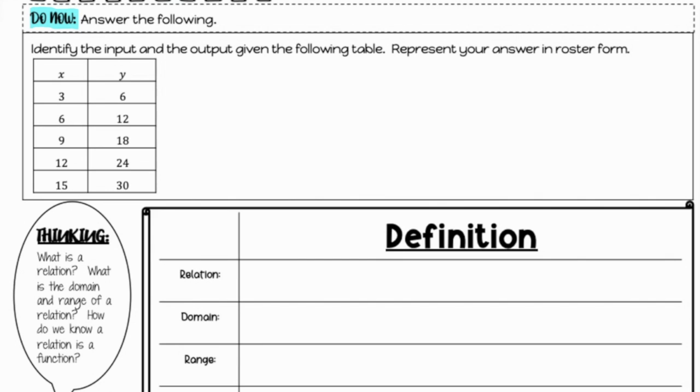For today, you're going to identify the input and output given the following table. Represent your answer in roster form. So really quickly, roster form is a list that you're going to make. So I'm going to pause this and I'm going to quickly make you guys do the input and output for the given table.